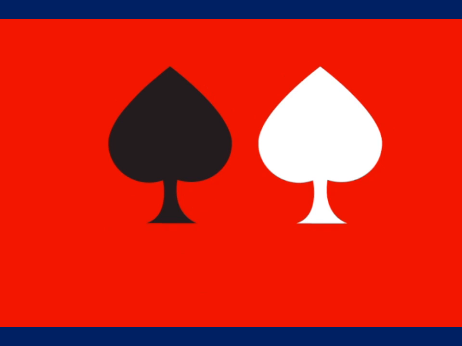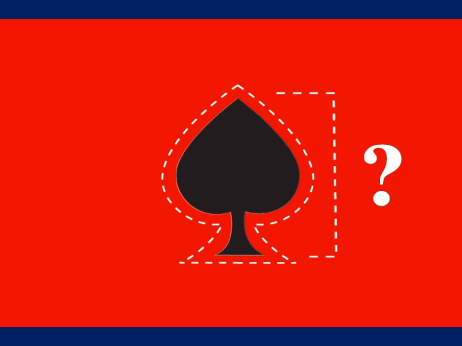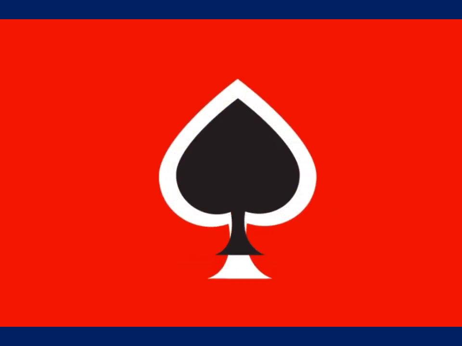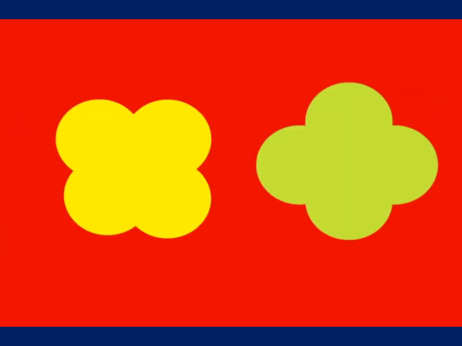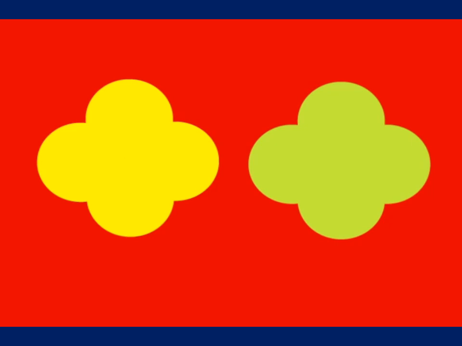Put two shapes on top of each other. Can the shapes fit exactly? If they match exactly, they are congruent. If they do not match exactly, then they are not congruent. Are these shapes congruent? They are the same shape. They are the same size. Yes, they are congruent.